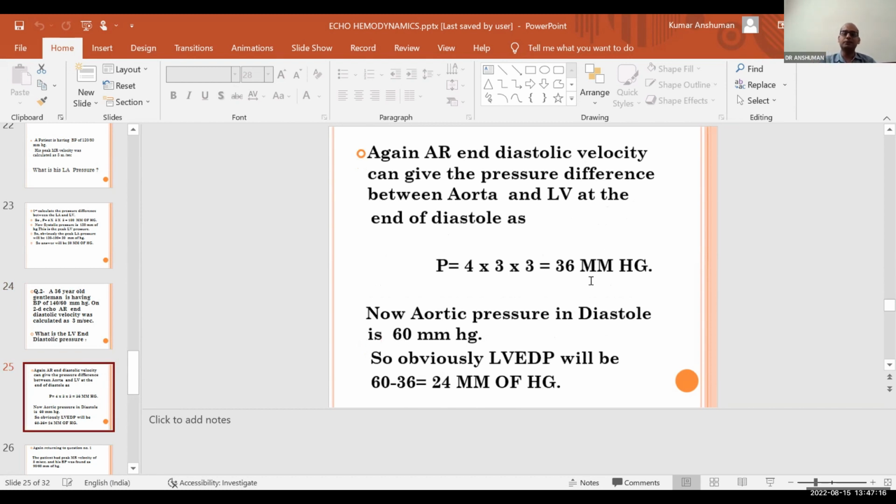Now what will be the pressure difference between the LV and aorta? So that will be the LVEDP. You just subtract the pressure in the aorta from the pressure difference between the LV and the aorta, and you will get the LV end diastolic pressure, that is 24 millimeter Hg. So with this you easily understand the LV end diastolic pressure.